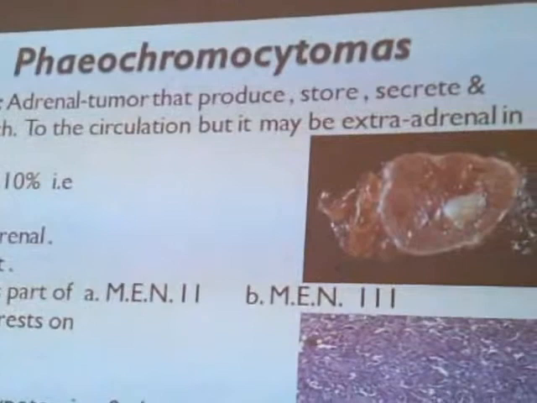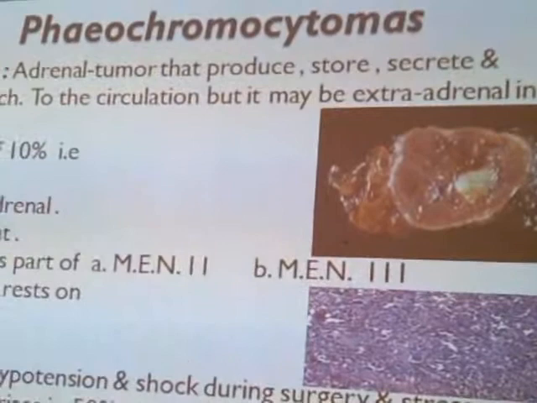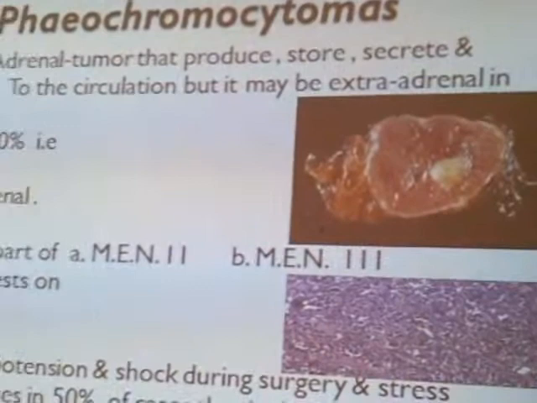And there are cases of excess, in which there is excess secretion and excess synthesis of these catecholamines, and we face this in patients with pheochromocytoma. What is pheochromocytoma? By definition, it is an adrenal tumor, more specifically a medullary adrenal tumor, that produces, stores, and secretes catecholamines into the circulation, but it may be outside the suprarenal gland, extra-adrenal in origin.